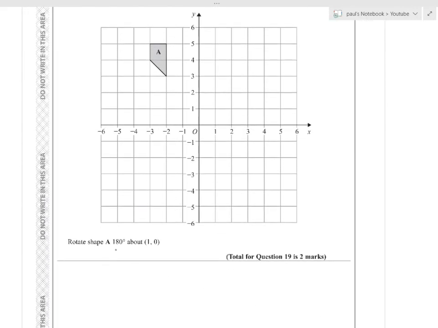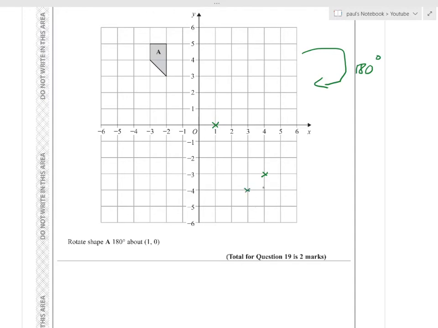Oh, rotate shape A 180 degrees about 10. 10 is there. So 180 degrees, doesn't matter which way around you go, so it's going to be, turn it upside down. So it's going to be down here somewhere with a pointy bit going up. So the pointy bit, I go 1, 2, 3, 1, 2, 3. So I've gone 3 along and 3 down. So 1, 2, 3, 1, 2, 3. So I'm going to go there. And then that's going to be that one.